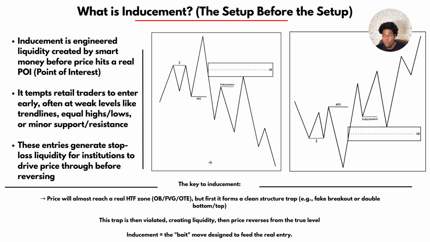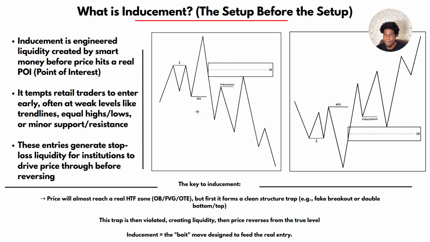But first, it forms a clean structure that traps, such as a fake breakout, a double bottom, or a double top. This trap then gets violated, creating liquidity. Then price reverses from the true level. As you can see right here, this is the inducement. This is the trap. After price clears it and taps inside of our real level, our real order block or fair value gap or OTE level, you see this clean reversal right here.